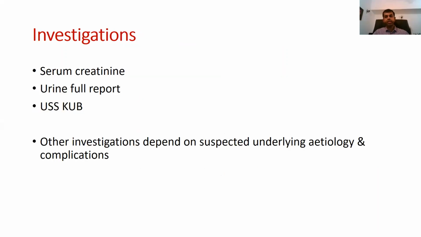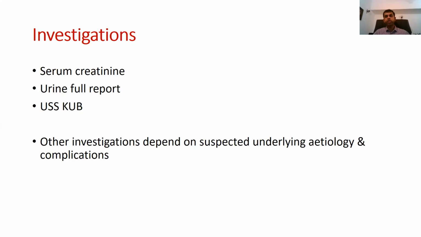So how do we investigate oliguria? There are three basic renal-related investigations that all patients with a suspected kidney injury should have. The first one is to assess the kidney function, and for that you need to do a serum creatinine assessment, which would give us a rough idea about the functioning of the kidneys.